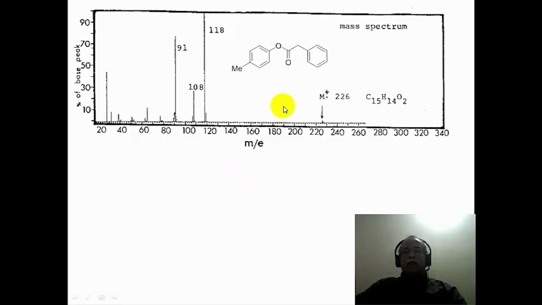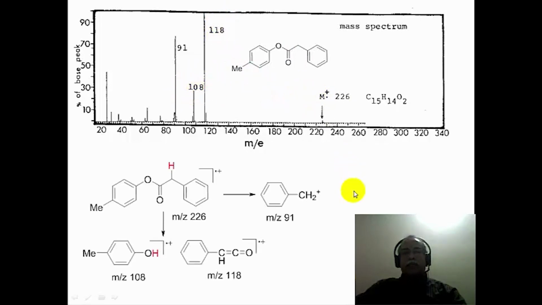Now let us consider the mass spectrum of this particular ester. This is the phenylacetic acid phenolate ester that is formed here. The molecular weight is 226. What is important to observe in this molecule's fragmentation is that there are two fragments formed, which are roughly half of the 226. In other words, 108 and 118 are the two fragments that are formed. If you add 108 and 118, it corresponds to 226. The molecule fragments and the charge resides on both the fragments in this particular case. Let us see the fragmentation process.